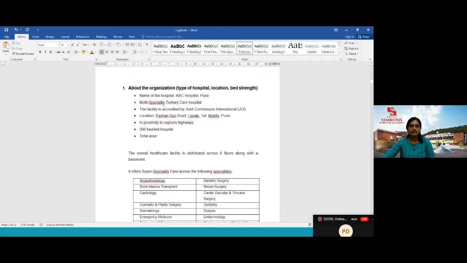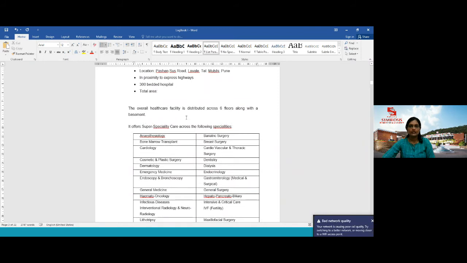About the organization, I have written here the name of the hospital, ABC Hospital, multi-specialty tertiary care, location Pashan Road, Lavale. If the hospital chosen by you is accredited, then you can write it. If not, you can skip this remark. Facility is accredited by JCI or NABH or ISO, whichever. The hospital that I have imagined is on the Express Highway. Then this is 300 bedded, total area, you can write whatever you want, like 50,000 square meters. Whatever is the area, you have to mention here.